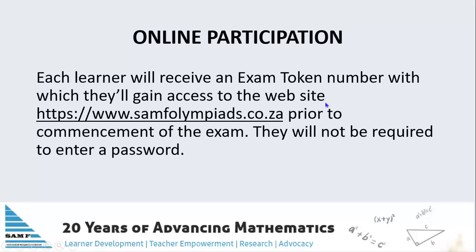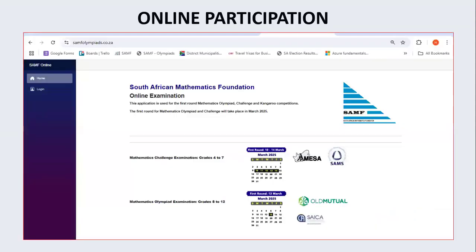Now, that is online participation. Once you have logged in, use the Olympiad link. Each learner will receive an exam token. I explained that earlier on. They'll gain access to the website http://samfolympiad.co.za prior to commencement of the exam. They will not be required to enter any password, only the learner token, the exam code token.